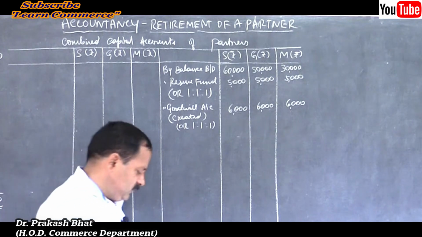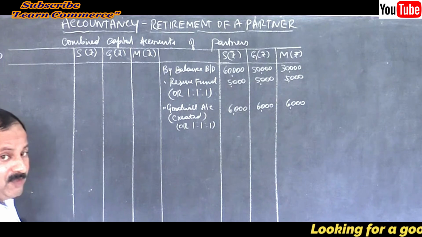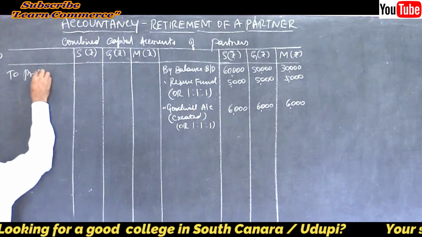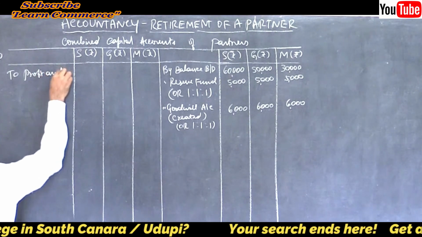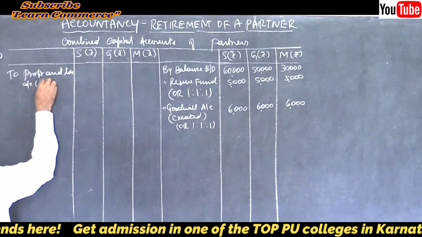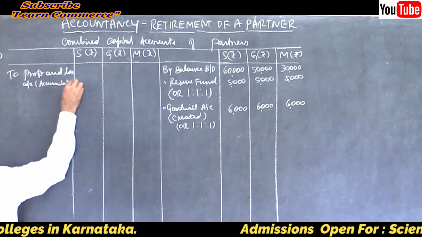Then there is the profit and loss account on the assets side of the balance sheet, which is the accumulated loss to profit and loss account.